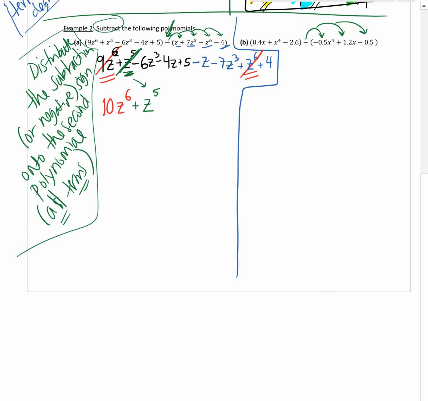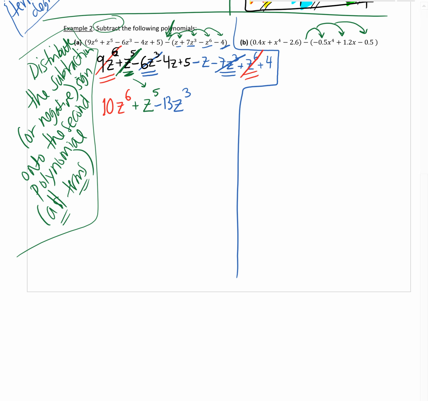What else is there? The next highest power after 5 is a 3rd power. You have negative 6z cubed and negative 7z cubed. So it's going to be some kind of z cubed. I just have to add or subtract their coefficients. It's negative 6 minus 7. That's negative 13z to the 3rd. Alright, so those two terms are taken care of.